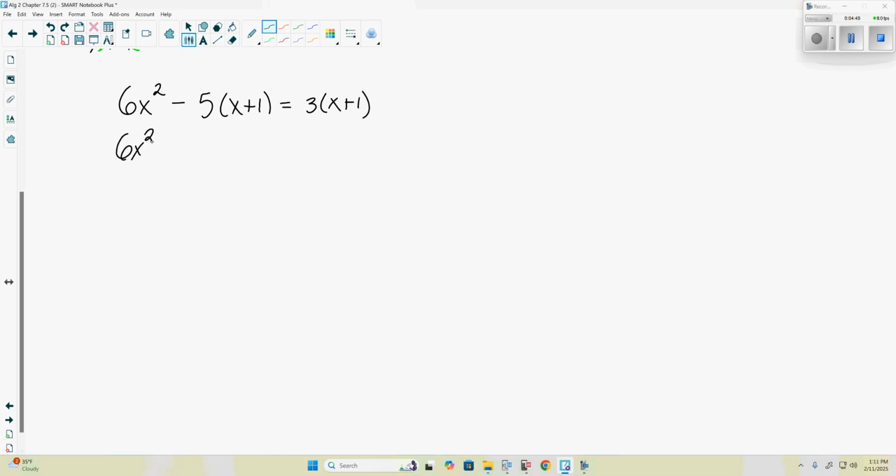Now at this point, we need to simplify these parentheses. All right, guys, up here. Now our negative 5 times x is going to be negative 5x. Negative 5 times 1 is going to be negative 5. Is equal to, on the other side, we'll distribute the 3. 3 times x is 3x plus 3.